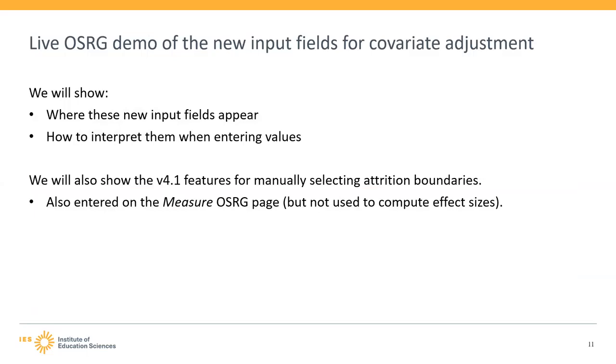Josh will now demonstrate these changes in the OSRG, showing where these new input fields appear and how to interpret them when entering values. He will also show new features for manually selecting attrition boundaries for version 4.1 reviews. Take it away, Josh.